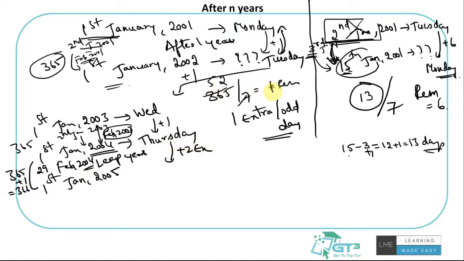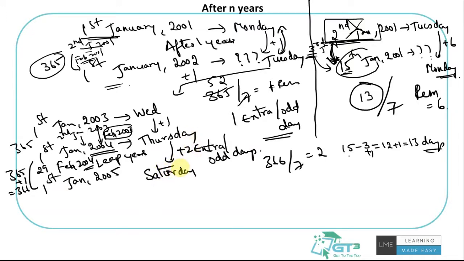365 has 1 as the remainder, so 366 divided by 7 is 2, right? That means I'll have 2 extra odd days. That means 1st Jan 2005 will not be Thursday plus 1, Friday, it will rather be Saturday, right? That's the point that you need to add, okay, after n years.